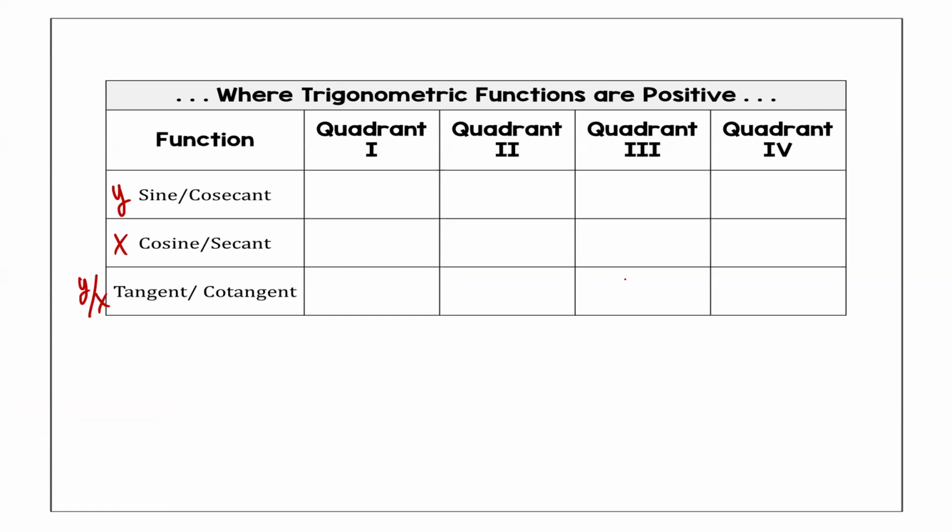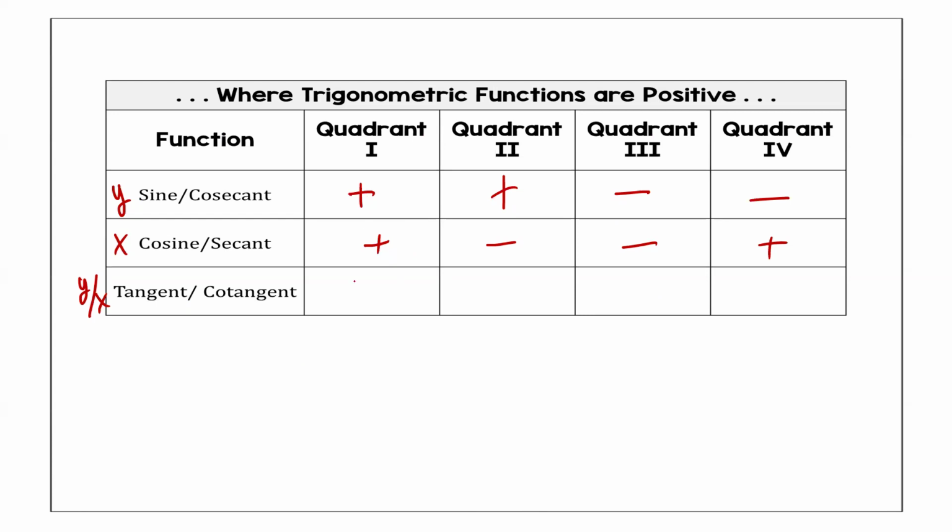All right. So quadrant one. In quadrant one, are y's positive or negative? Y's are positive. In quadrant two, y's are. In quadrant three, y's are. In quadrant four, y's are. All right. Cosine, which is our x. In quadrant one, x is our. And quadrant two. And quadrant three. And quadrant four. And therefore, now you see how it's y over x, y over x, y over x.